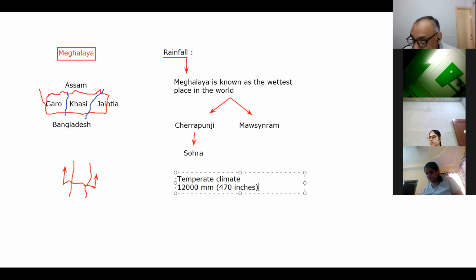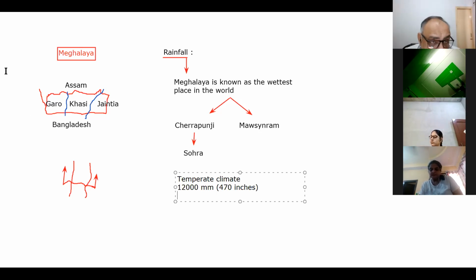As far as the region is concerned, the Khasi Hill region is the coldest region because it is at a much higher height. Whereas the Garo region is comparatively warmer in the Meghalaya state, right? So the Garo region is comparatively warmer in the state.